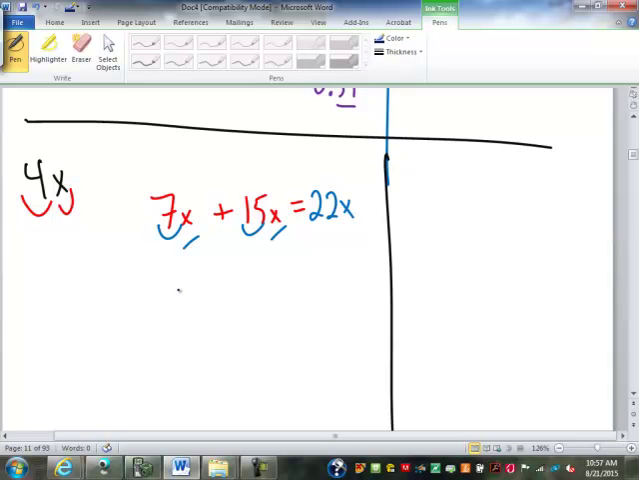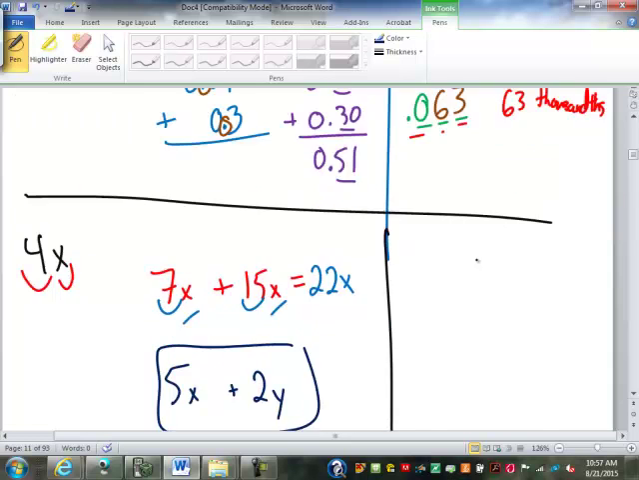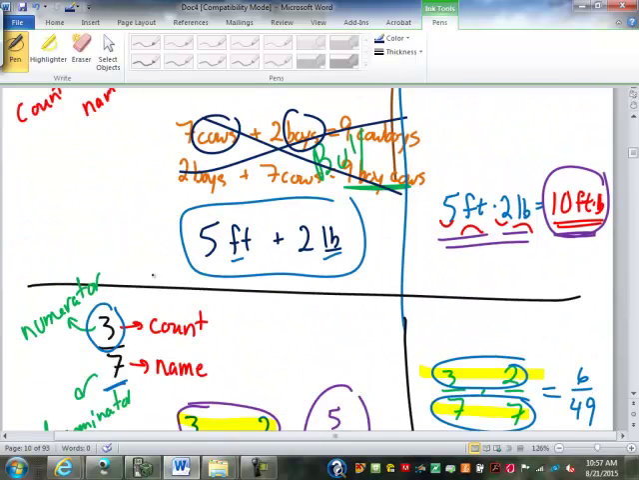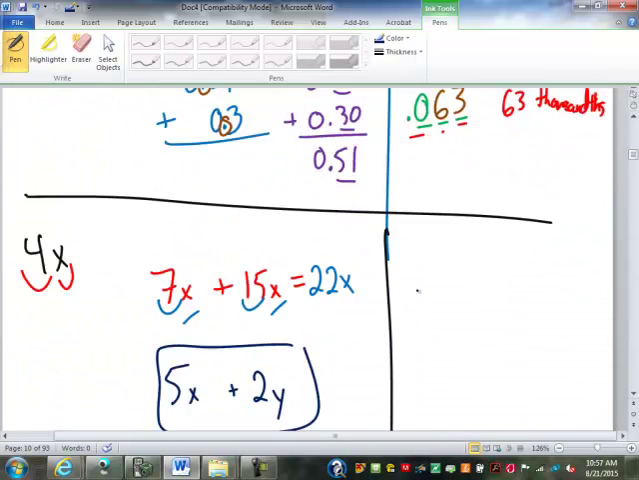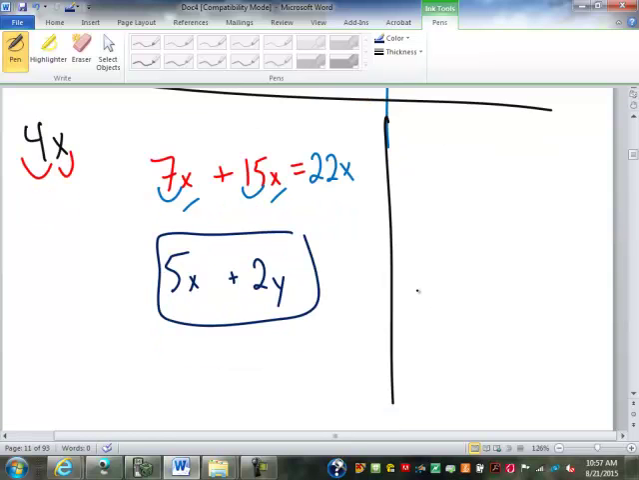What if I have 5x plus 2y? What do I get? 5x plus 2y. Just like up here, 5 feet and 2 pounds could not be combined with addition because they have different names. 5x and 2y have different names. We cannot combine them with addition. We won't be able to combine them with subtraction either.